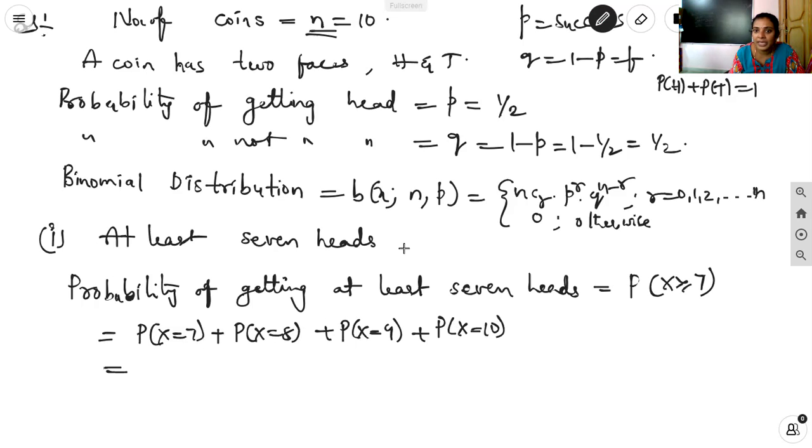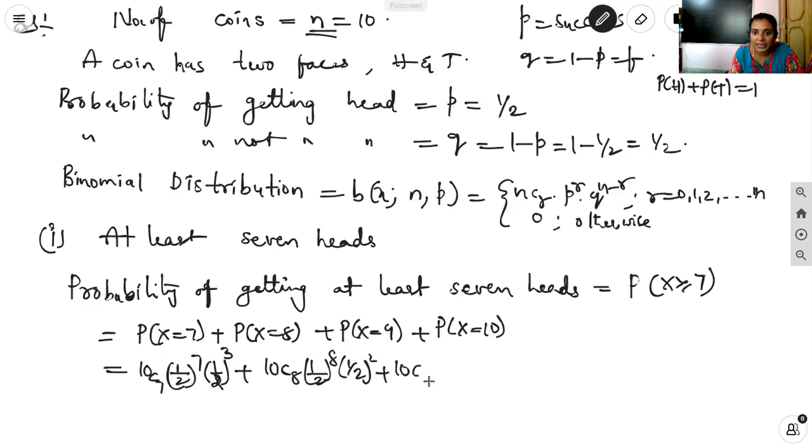Here, in the case of r, we are taking 7. That is 10C7 p power 7 q power 10 minus 7, where q is 1 by 2, 10 minus 7 is 3, plus 10C8 p power 8 q power 10 minus 8, that is 2, plus 10C9 p power 9 q power 10 minus 9, 1 by 2 whole power 1, plus 10C10 1 by 2 whole power 10, 10 minus 10 is 0.